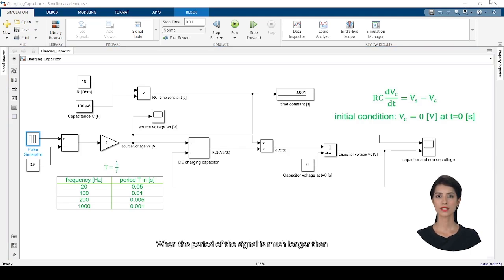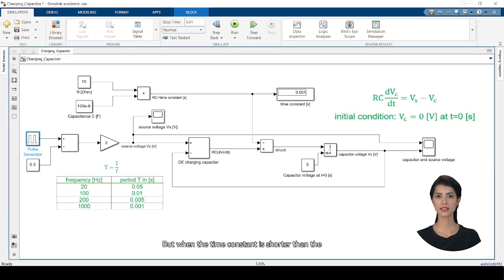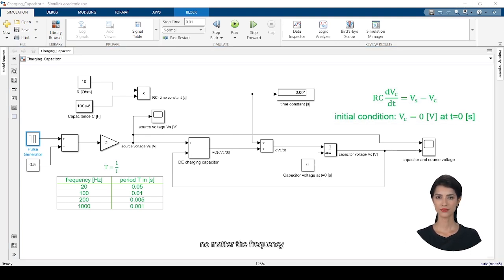When the period of the signal is much longer than the time constant, the capacitor can comfortably charge and discharge completely. But when the time constant is shorter than the pulse signal's period, the capacitor only manages partial charges and discharges. However, no matter the frequency, the capacitor voltage frequency always matches that of the source voltage.